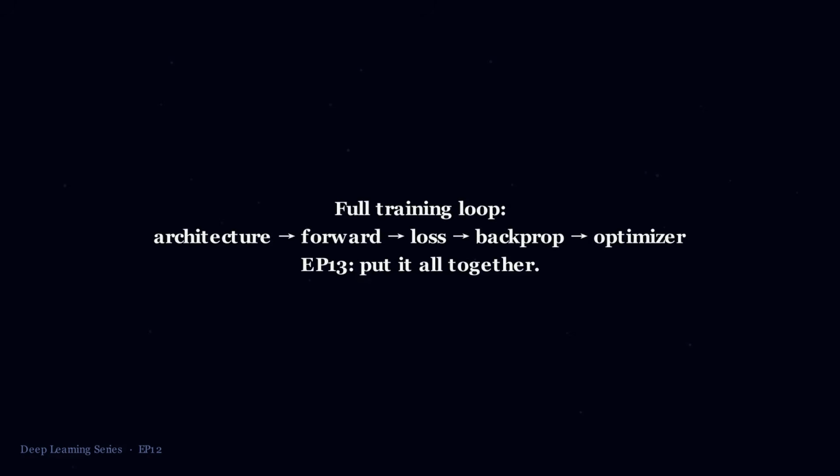The full training loop is now complete in your head. Architecture, forward pass, loss function, backpropagation, optimizer. Every piece in place. Episode 13 puts them all together. Episode 13. Building your first real end-to-end network in PyTorch, from raw data to trained model to evaluation.